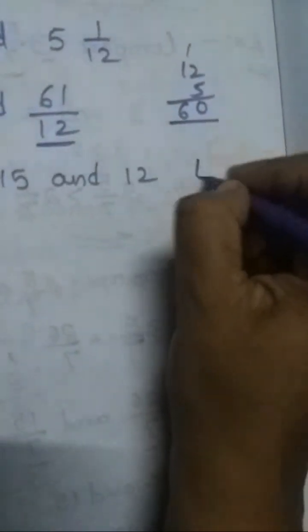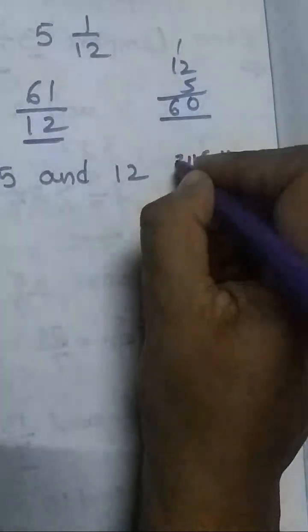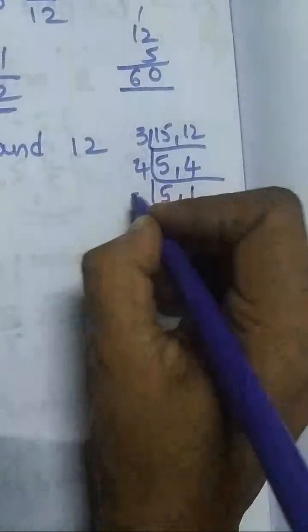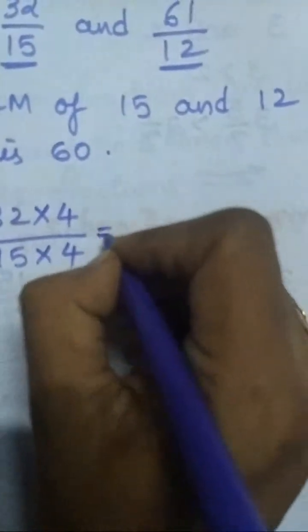Now 15 and 12 have a common factor 3. 3 5s are 15, 3 4s are 12, then 12 5s are 60 here. LCM is 60. Now 32 into what, and 15 into what? 4. Then here also 4, so we get 128/60.